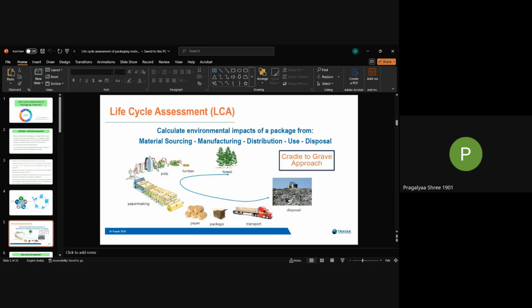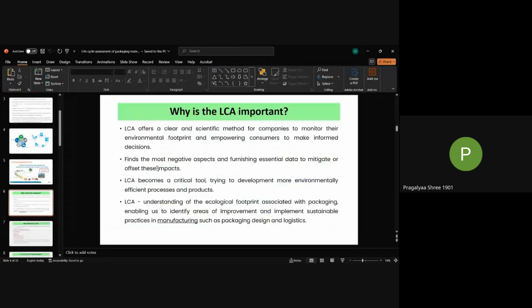Life cycle assessment calculates the environmental impact of packaging material from material sourcing to disposal. So this is nothing but the cradle to grave approach. Cradle to grave is nothing but how it has been acquired, and finally how it is going to be disposed. This approach is followed in assessing the life cycle of a particular packaging material.